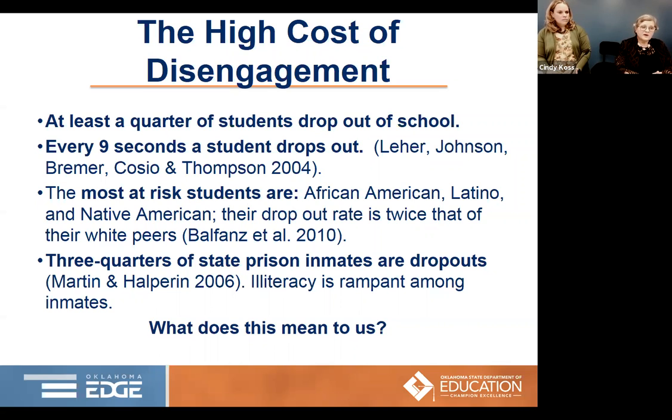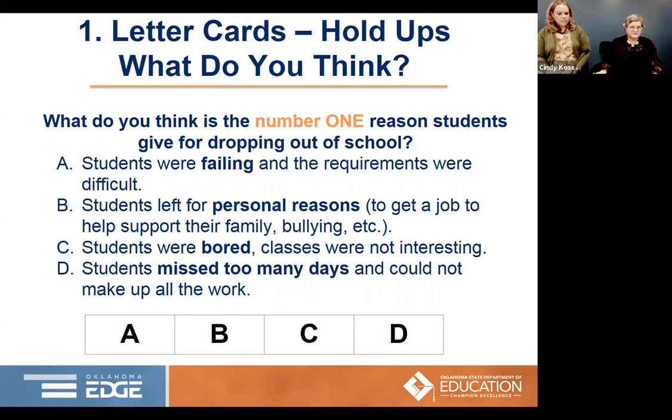We know the most at-risk students are African American, Latino, and Native American, and their dropout rate is twice that of their white peers. Three-quarters of state prison inmates are dropouts, and we know illiteracy is rampant among us. So what does that mean for us?